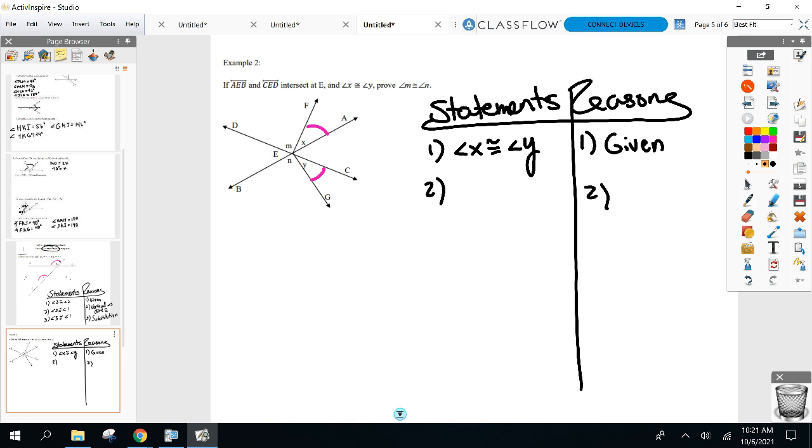Are M and N vertical? Are they formed by two intersecting lines? Absolutely not. So no, they're not vertical. Let's think about it. Why in the world would I give you X congruent to Y if it was just, oh, they're vertical and I'm done? That doesn't make too much sense. So we got to figure out a way to get M and N congruent somehow. I just don't want to feed it to you.